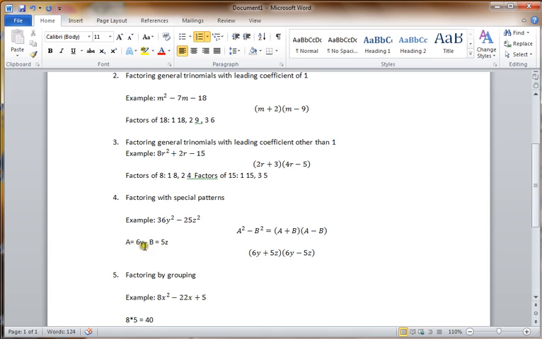So what would A be? Well, 6y. 6 squared gives me 36. Y squared gives me y squared. And this one is the square root of 5z.